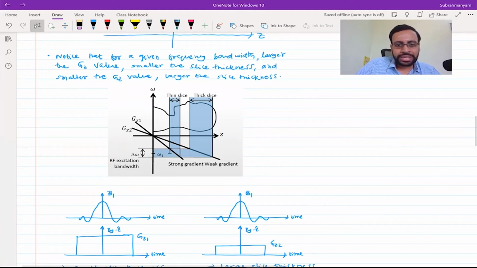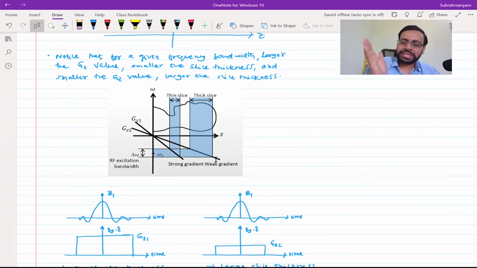So this corresponds to which z values are within this resonant frequency range. The moment you increase the gradient, these are the values, and this is the slice thickness you would get. Versus when you reduce the gradient, the slice thickness is going to increase. Is that clear?